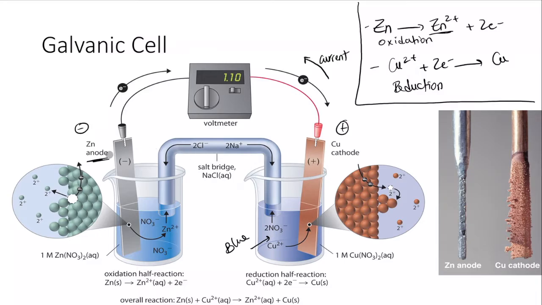Again, the electrode where the oxidation takes place is called the anode, and the electrode where the reduction takes place is called the cathode. We're good? So we can produce actually any electrochemical cell using two metals as long as the reaction is spontaneous.